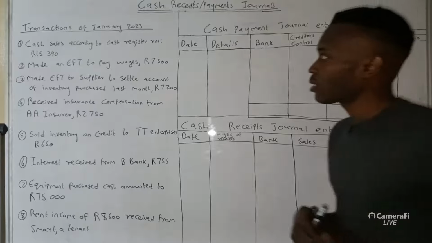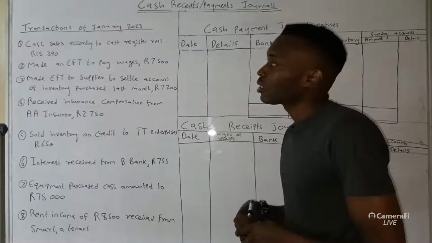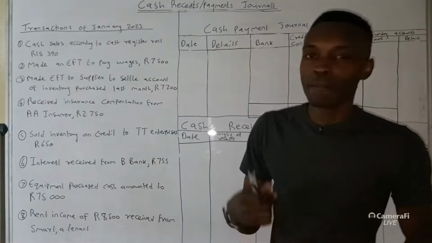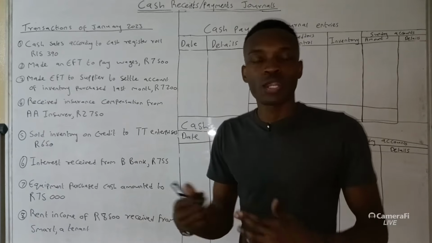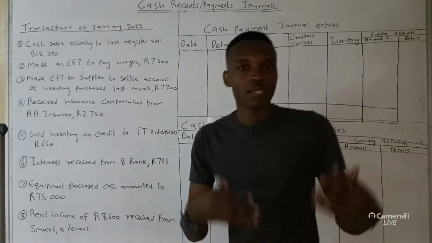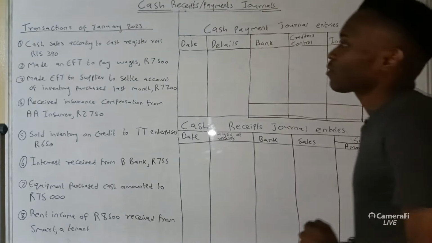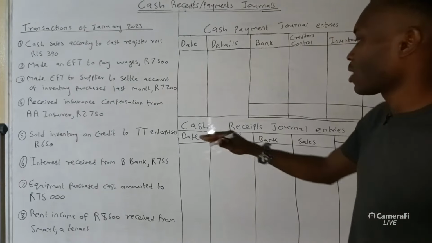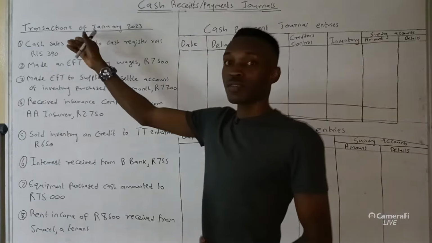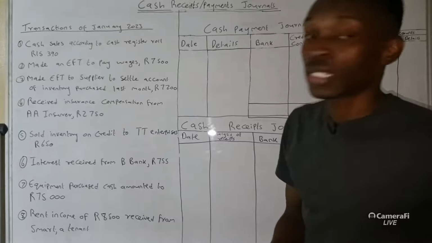Okay, transaction number one, they said cash sales according to cash register roll amount to 15,390. Remember, once we receive cash, we're going to record it under cash receipt. Once we pay cash, we're going to record it under cash payment journal. Simple as that. All right, so we have received cash from sales. Remember, we have different columns which we have to fill. Because we received cash from sales, we are going to record it as what? As cash receipts journal.